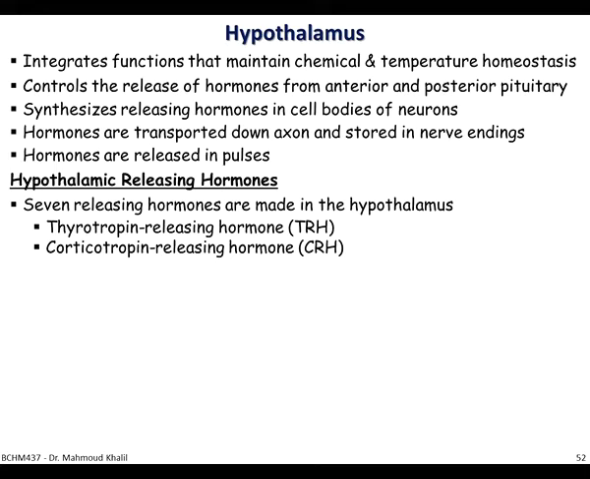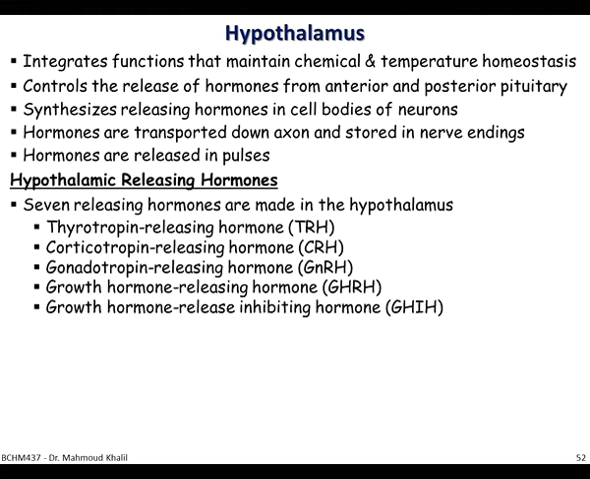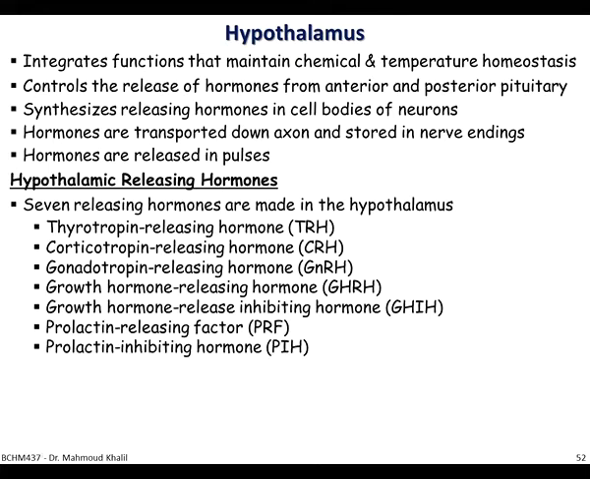We have 7 releasing hormones made in the hypothalamus: the thyrotropin releasing hormone, TRH; the corticotropin releasing hormone, CRH; the gonadotropin releasing hormone, GnRH; the growth hormone releasing hormone, GHRH; the growth hormone release inhibiting hormone, GHIH; the prolactin releasing factor, PRF; and the prolactin inhibiting hormone, PIH.